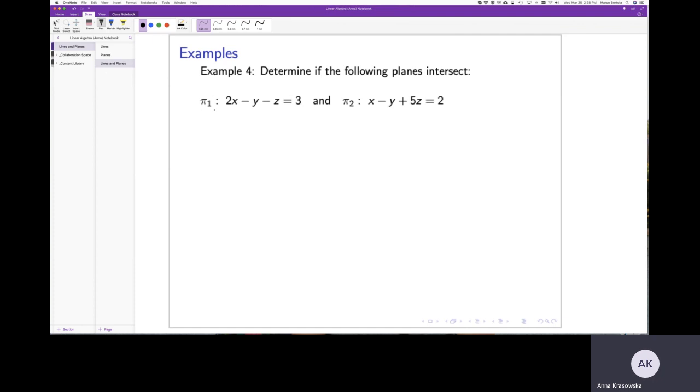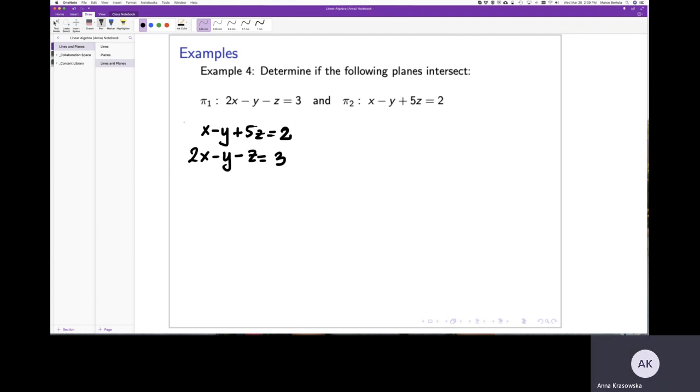Each plane consists of points that, when you plug the values for x, y, and z into that equation, give you 2. When that equation is satisfied, it means the point belongs to the plane pi2. If you plug the point x, y, z into the equation 2x minus y minus z equal to 3, and that equation is satisfied, that point belongs to the first plane, pi1.